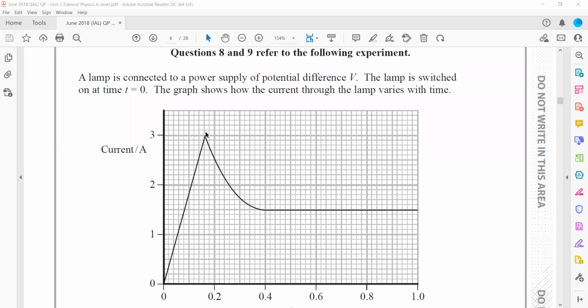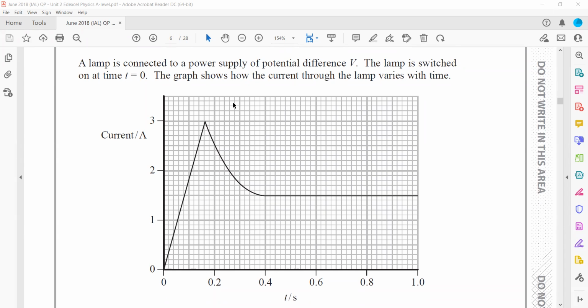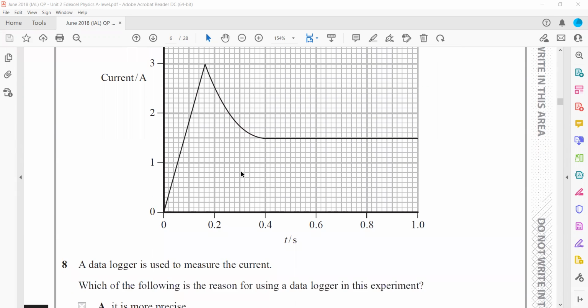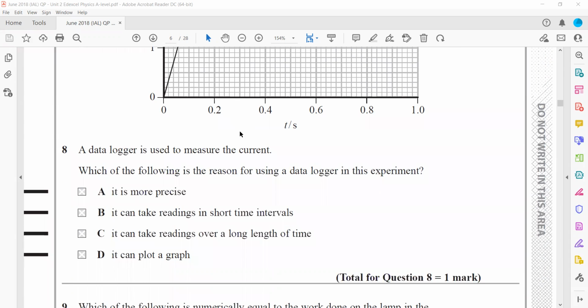The lamp is connected to a power supply. The potential V is switched on at a time. The graph shows how the current varies. In the beginning, because the circuit has a low resistance, the current increases. Then why does the current decrease? Because the circuit resistance starts to increase.